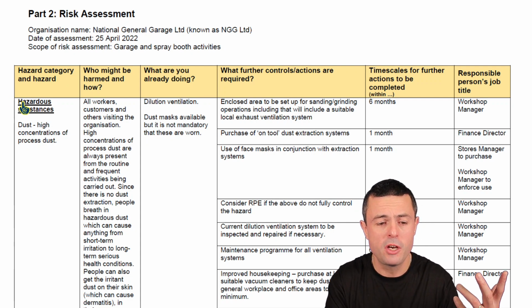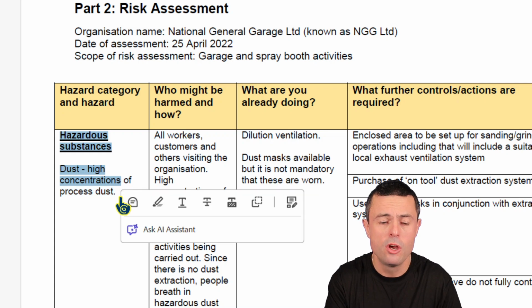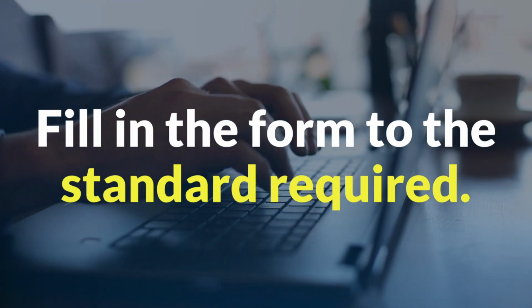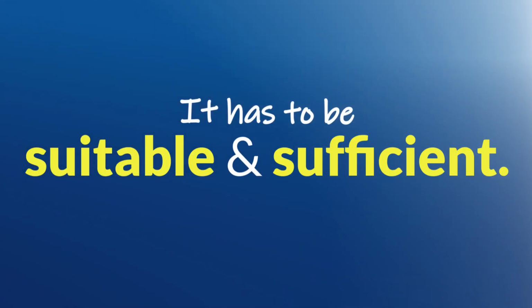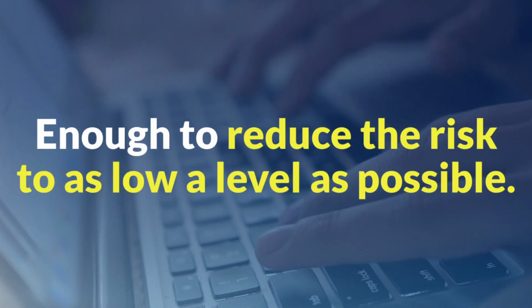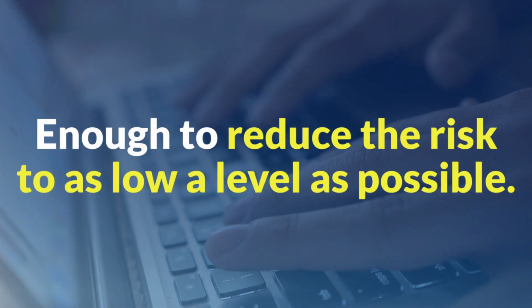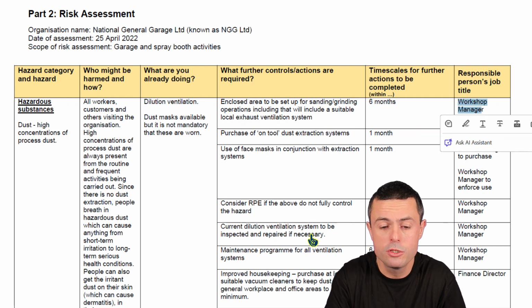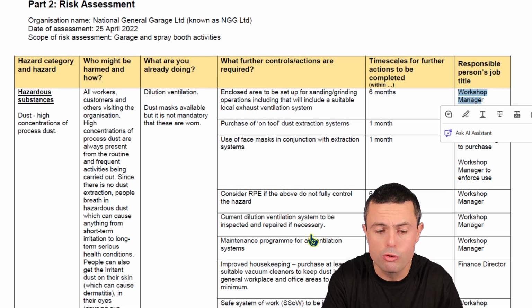We just had to identify a number of hazards and hazard categories across a broad variety of different types of hazards. And we have to fill in the form to the standard required, which means that it has to be what we call suitable and sufficient. Your risk assessment has to bring you into legal compliance. It has to be enough to reduce the risk to as low a level as possible. And you have to fill in the form properly, which means you have to have timescales, you have to have job owners, you have to use the hierarchy of control pretty well.